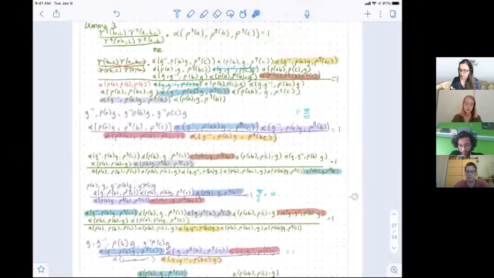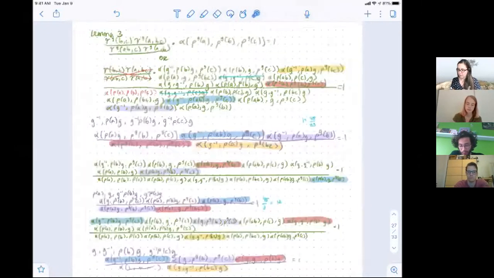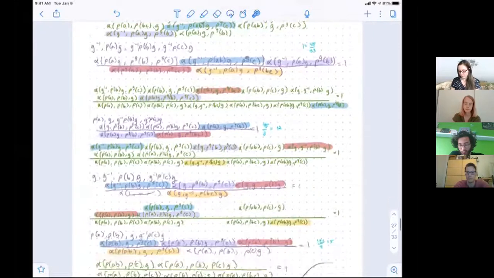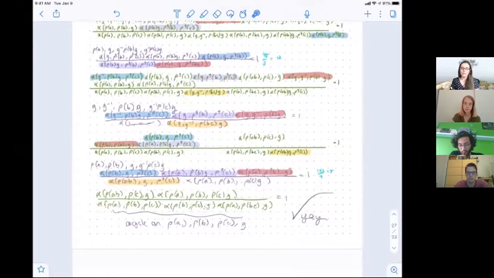This is an example in purple of using the 3 cocycle condition on 4 objects, and then you're looking back at the last piece and seeing where things cancel out, and doing that over and over again until you can simplify down to 1.